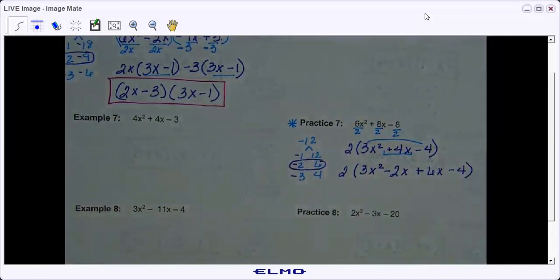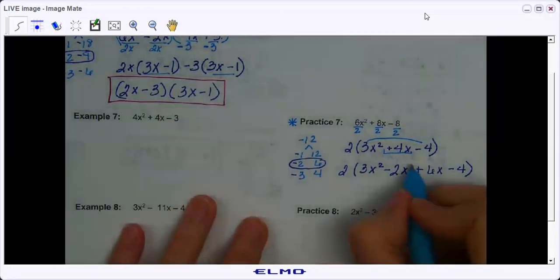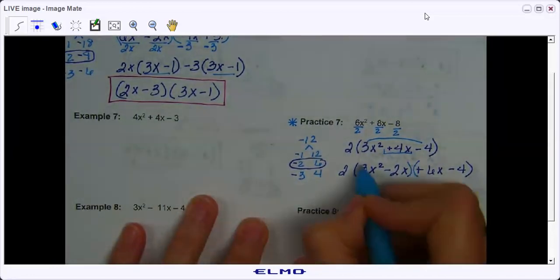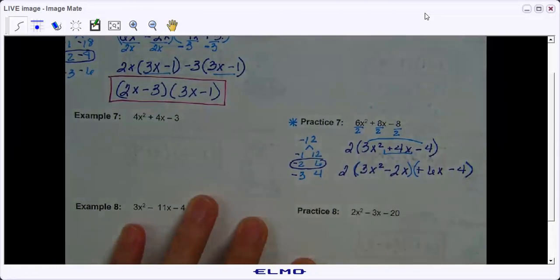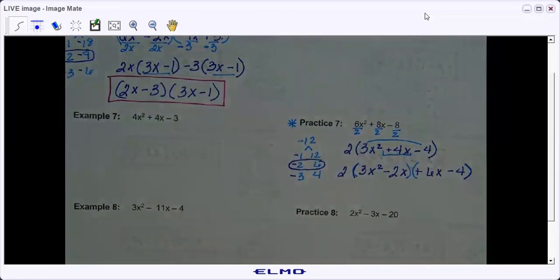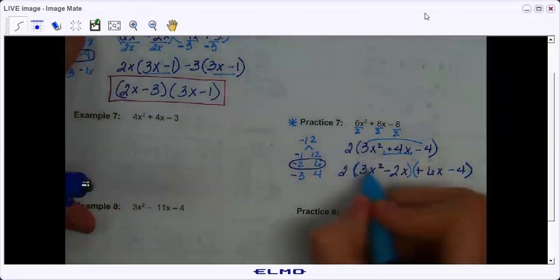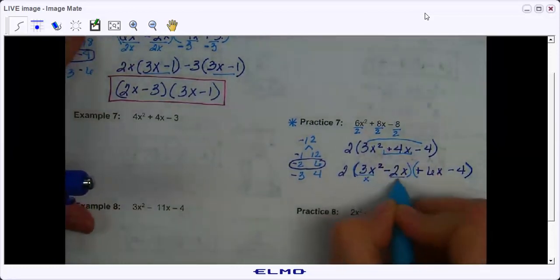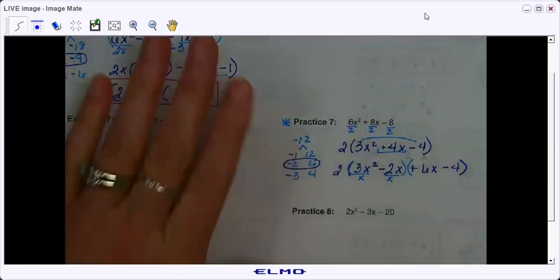Now I'm going to group. So I have this group and I have this group. And now I'm going to take out the greatest common factors. Now in this one, there is no coefficient that is the greatest common factor. The only factor that you could take out of both of them is the x. So I'm going to take out an x here. So what does that look like?